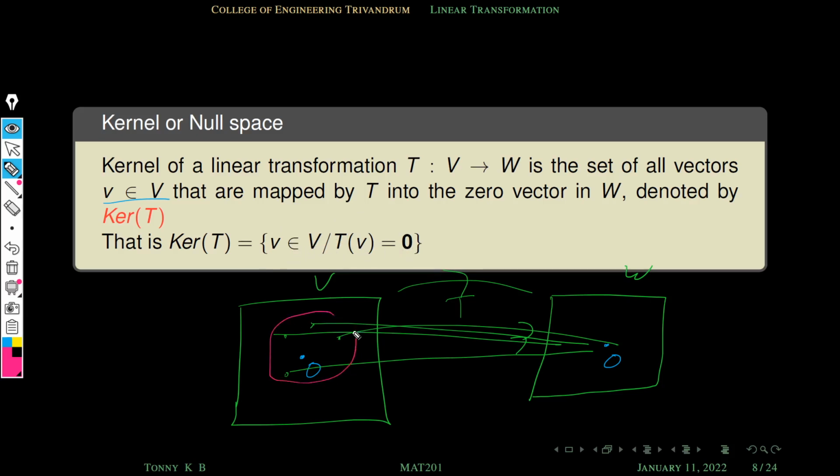Such a collection is called kernel of the linear transformation. Yes, kernel is always non-empty because by the previous result, we know that kernel contains at least a 0 vector because its image is always 0.